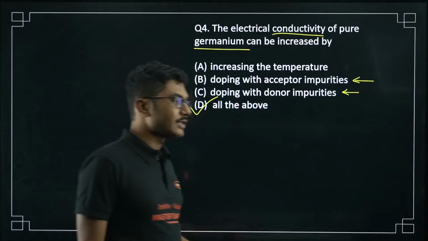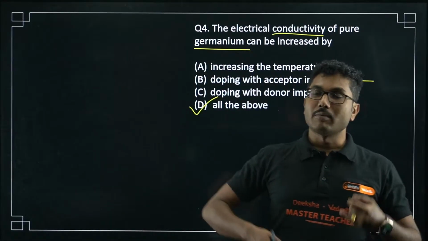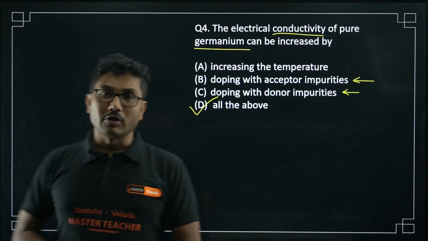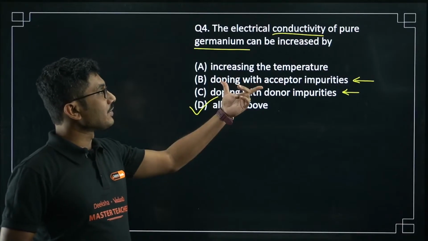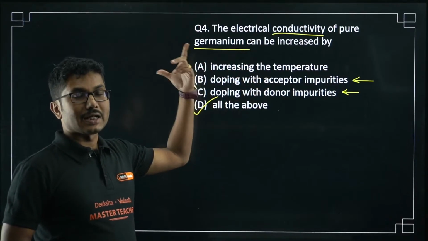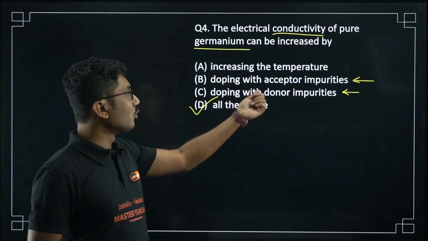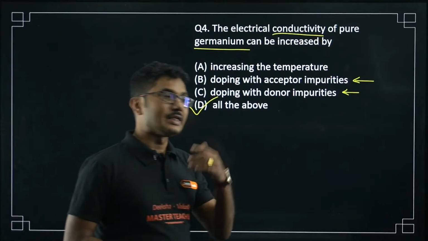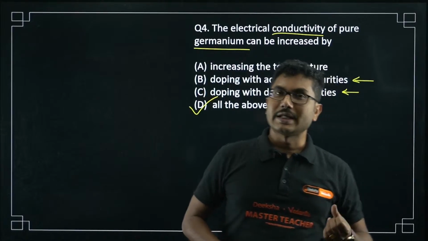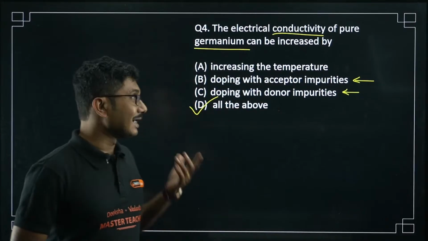If you increase the temperature, as we know, semiconductors behave opposite to that of the regular conductor. So if you increase the temperature, its conductivity will increase. Increasing conductivity means that is also part. Now doping with acceptor impurities means you are increasing the holes. More number of holes, it can carry electricity easily, conductivity increases.